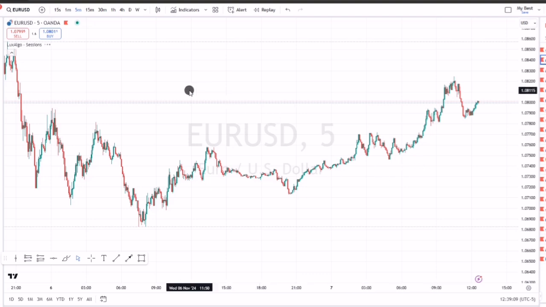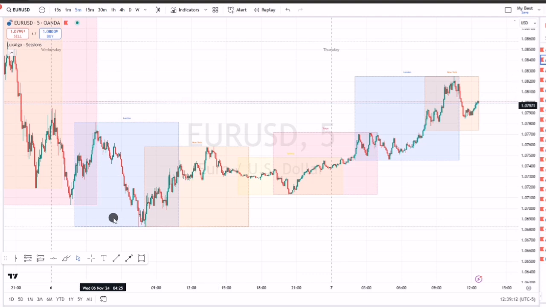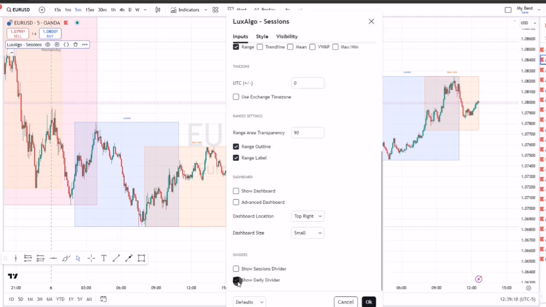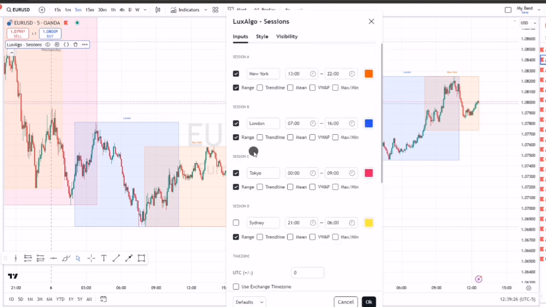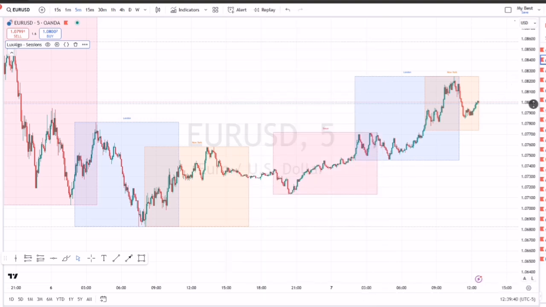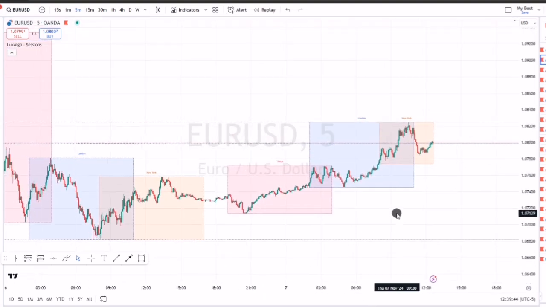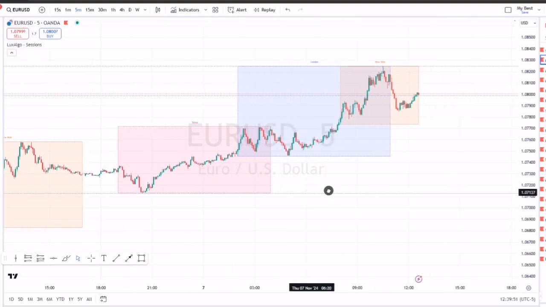Once you have selected the indicator, you go to the settings of the indicator. Then scroll to the bottom, remove the daily divider, remove the Sydney session. Remember the last time we removed New York and removed London, and we only remained with Tokyo. But right now I want us to leave Tokyo, leave London, and leave New York, and just press OK. Now you have 3 sessions in which you can trade EURUSD using the same strategy that I showed you. It works in these 3 sessions.